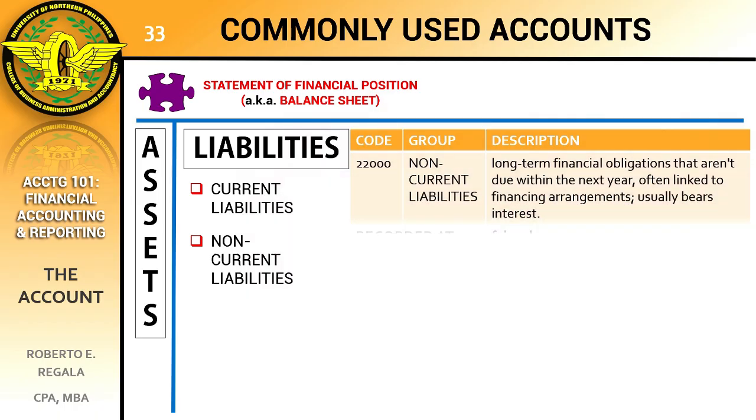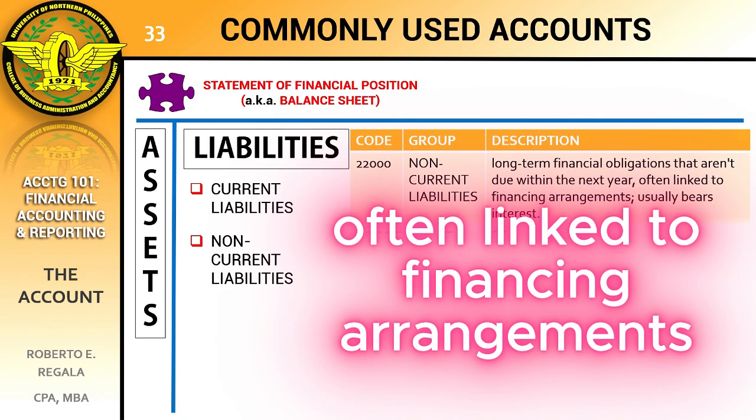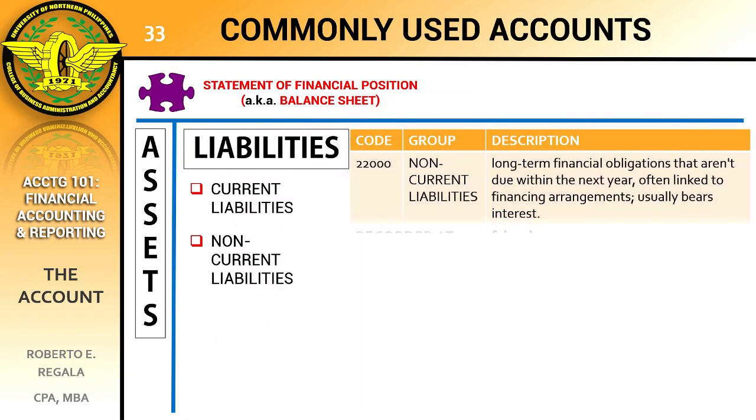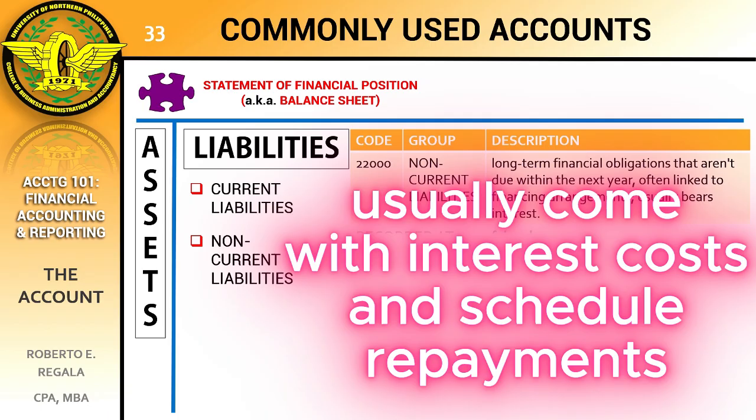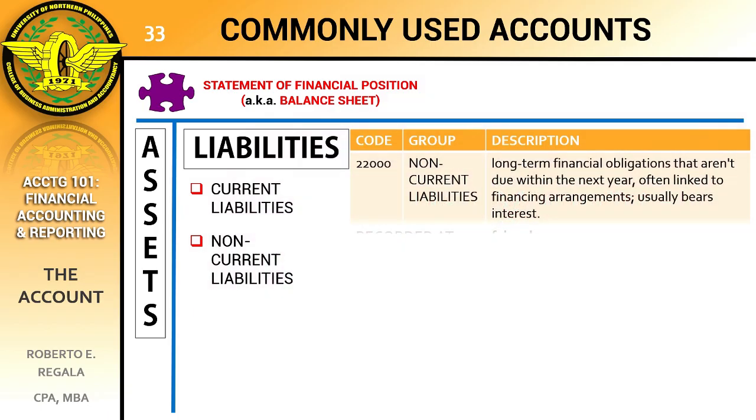A few key things to keep in mind about non-current liabilities are that they are often linked to financing arrangements, like long-term loans and bonds, used to fund major investments or expansions. These liabilities usually come with interest costs and have scheduled repayment plans over several years. Entities handle non-current liabilities in their books through specific accounting treatments to ensure accurate reporting and compliance.